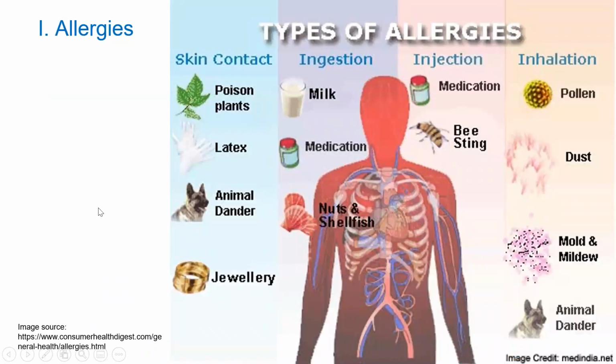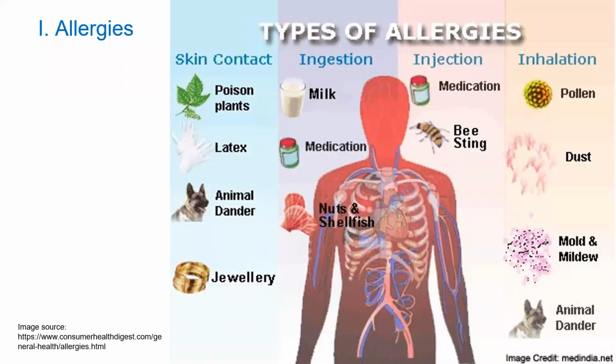So what kind of allergens are out there? You're probably familiar with some. Everybody knows somebody who's allergic to something, it seems. If it's not you, it's probably somebody you know. People are allergic to pets. They're allergic to different types of foods, different types of pollens, bee stings, all sorts of things like that.